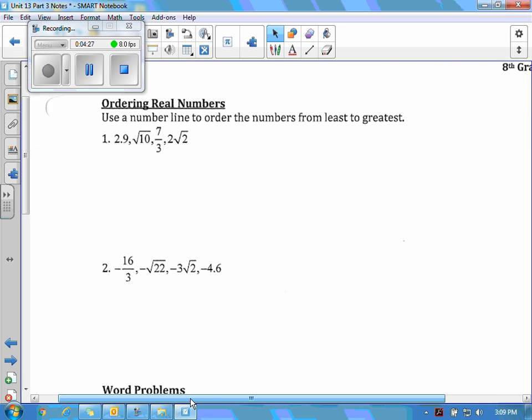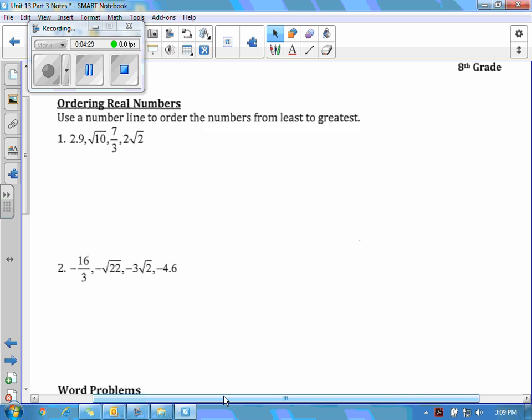On the back side, it says ordering real numbers. It says use a number line to order the numbers from least to greatest. So I don't necessarily need to use a number line. If you don't want to, you can use one if you want. That's totally up to you. But the first thing we need to do is put all of these in the same form. So I'm going to turn them all into decimals.